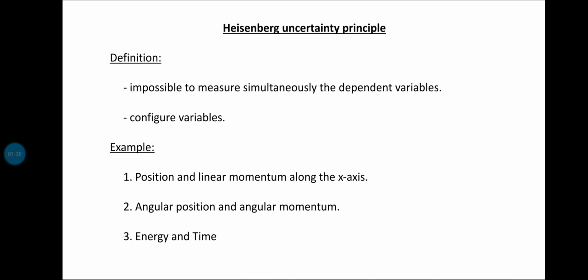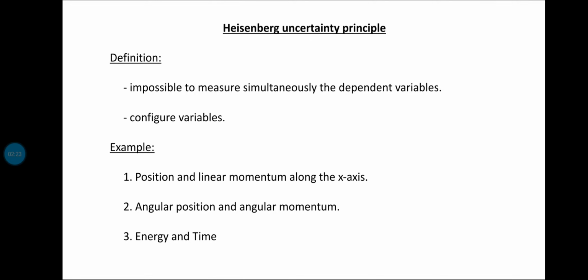So this is the definition of Heisenberg uncertainty principle. And these dependent variables are also called conjugate variables or complementary variables. Now we are going to see what those dependent variables are. Examples we are going to see, then the explanation by taking each and every example. There are three sets of complementary variables I have given.